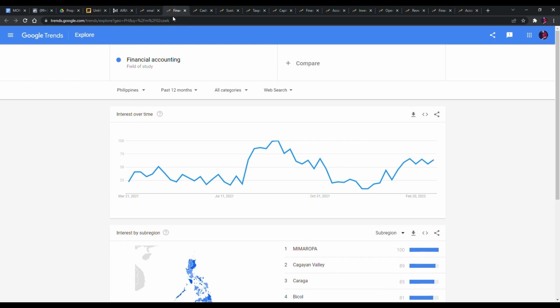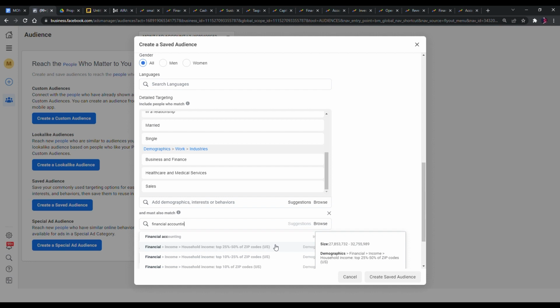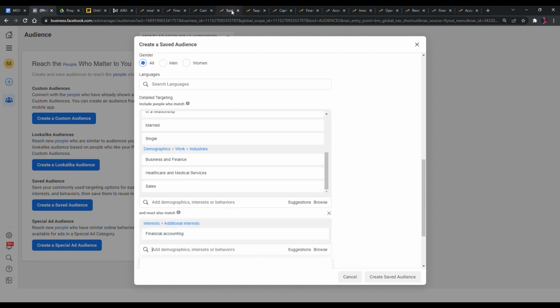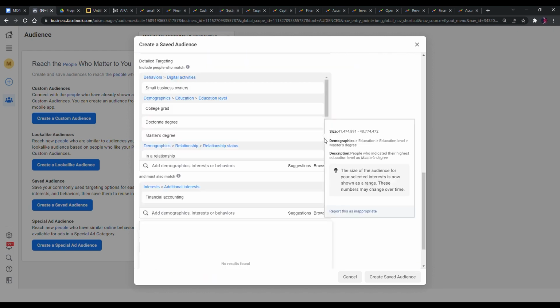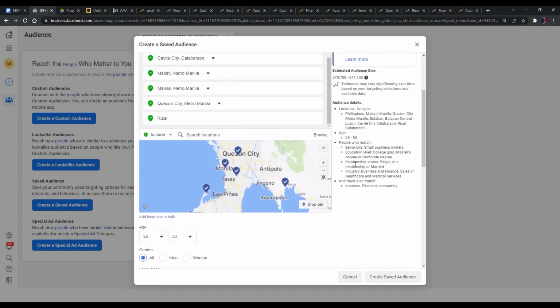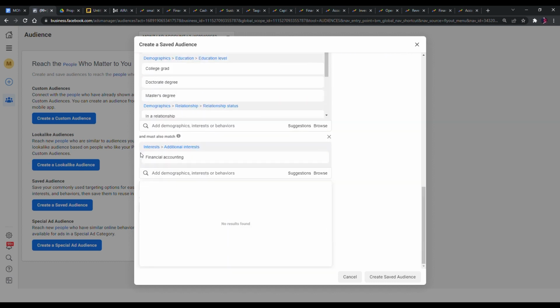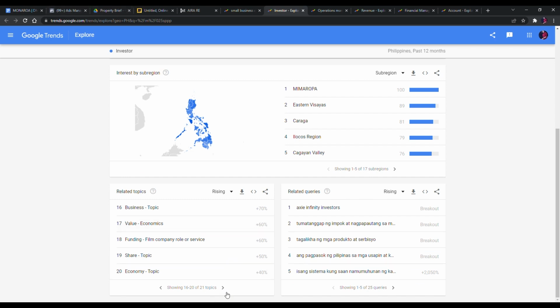All right. So what I would recommend you to do is to start searching these terms right over here. Let's say financial accounting. And there you go. You have financial accounting. Now, that's not something that you would normally find or think of when you're trying to target real estate people. So people who are into financial accounting. All right. So these aren't really doing much right here.